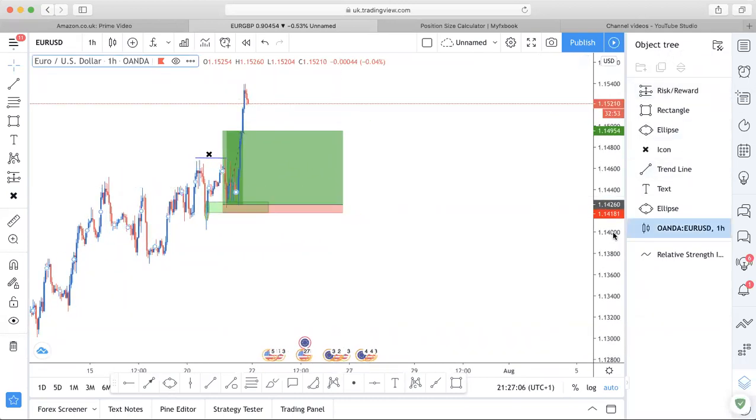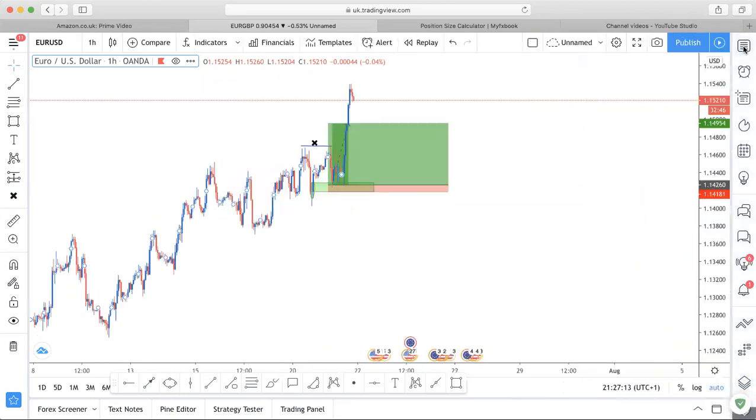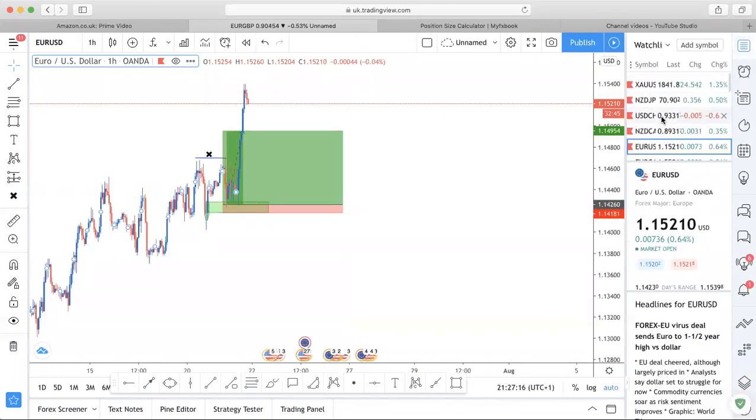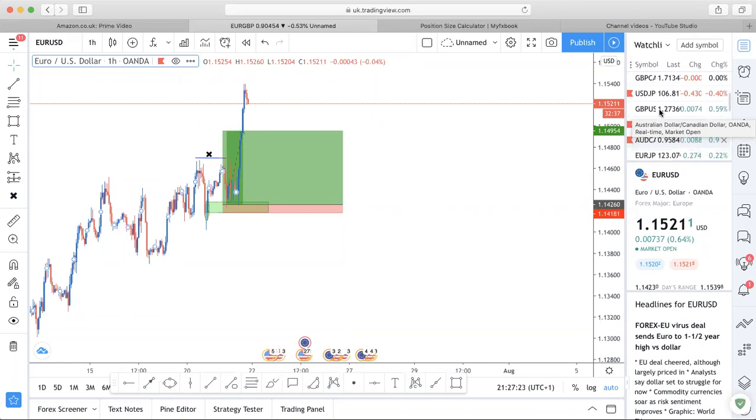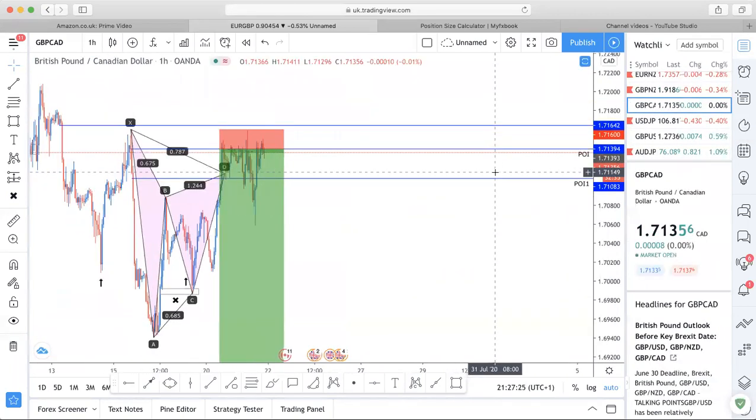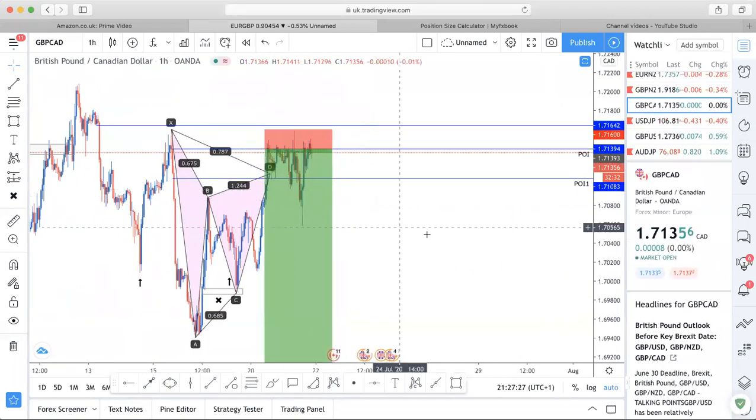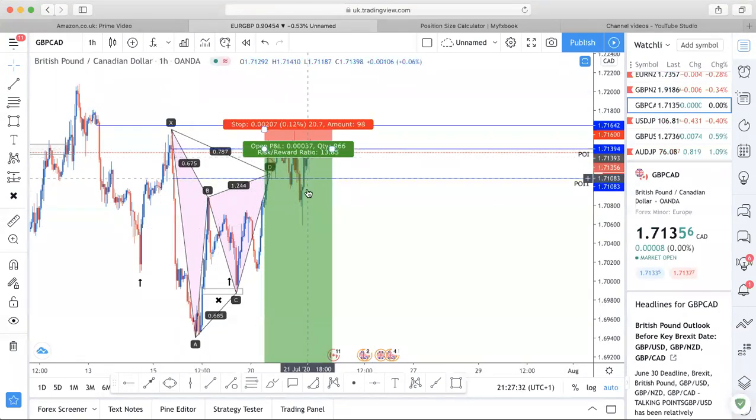I think I have it sitting up somewhere here. I think that was GBP CAD. Look at that trade right there. So I was looking to take the trade right here and bring it all the way down. Price is still playing up. It comes down, I take partial, and then it went up again. I'm still in this trade right here, guys.